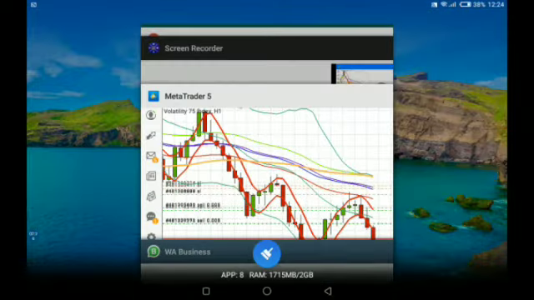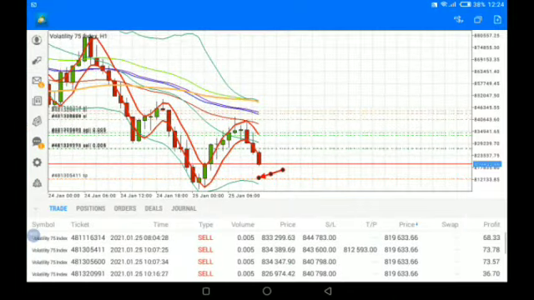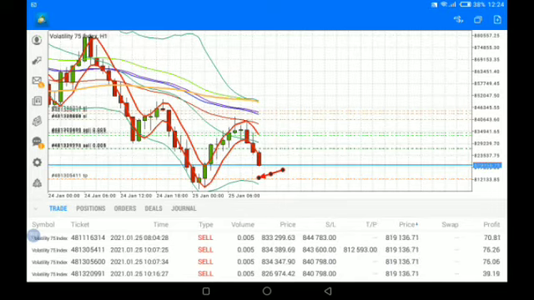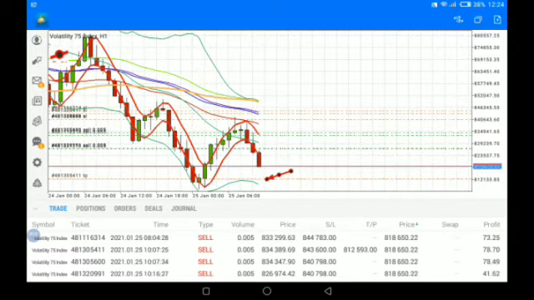This is how it is. You can see how the trade is going accordingly. So you can see, the whole objective of this channel is to show you how to trade profitably.